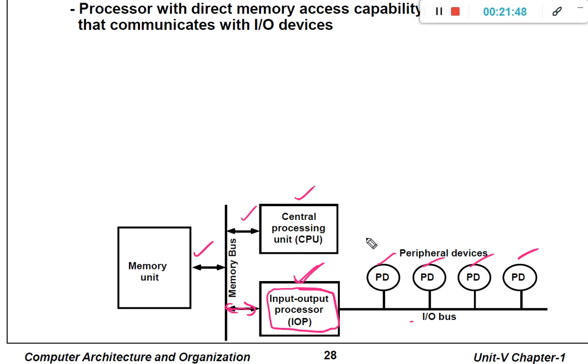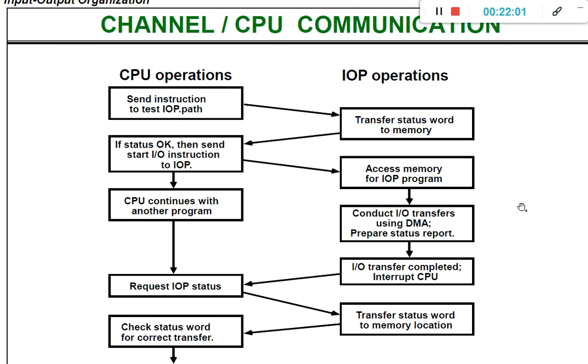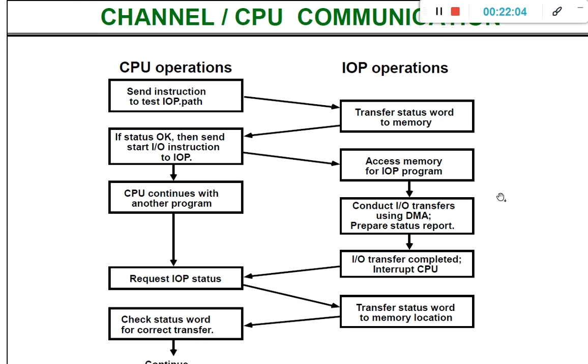That's why in most computer systems at present they use the DMA controller to perform the data transmissions using the I/O processor. So that is about the I/O processor. Now, how are the operations carried out using the CPU as well as the I/O processor? Let us consider the CPU operations and the I/O operations.